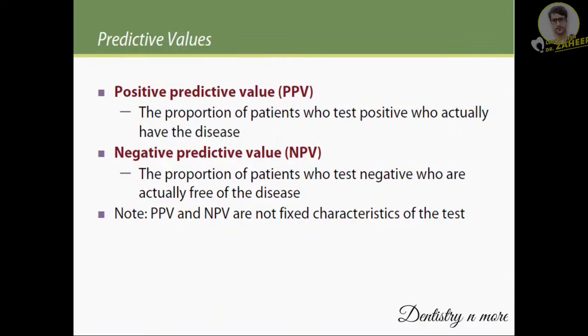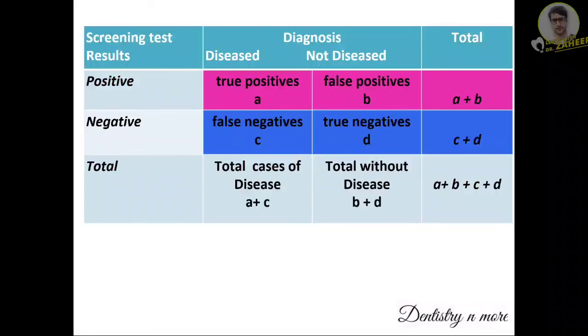Next we have positive predictive value and negative predictive value. Positive predictive value is the proportion of patients who test positive who actually have the disease. So this is the proportion of patients with positives who actually have the disease, that is A by A plus B. A plus B is the total positives and A is the actual diseased from the total positives.